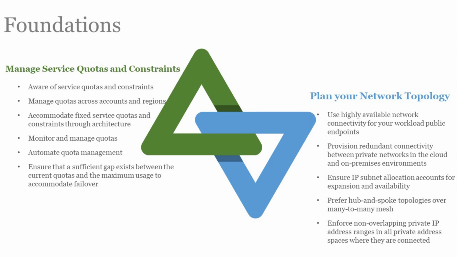Enforce non-overlapping private IP address ranges in all private address spaces where they are connected. You cannot natively connect two VPCs or your VPC and on-prem network if they have overlapping IP address ranges. In order to avoid such IP conflicts, you should use IP address management, IPAM, systems to manage allocating of IP address ranges for various resources.